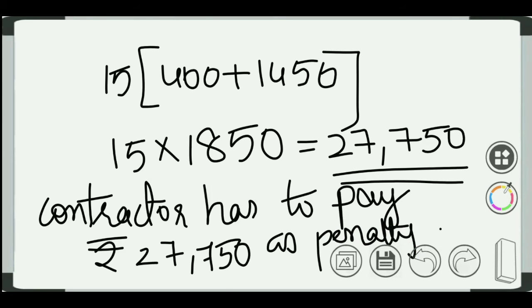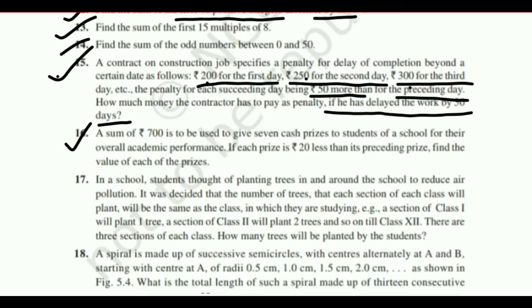Okay. Come to the 16th one. A sum of rupees 700 is to be given as 7 cash prizes to students of a school for their overall academic performance. If each prize is rupees 20 less than its preceding prize. See, 20 less than its preceding prize. Therefore your common difference will be minus 20, because each term is 20 less than the previous. It's not added, there is no increment in that. 20 less than means your common difference will be minus 20, not 20. You need to find the value of each of the prizes.